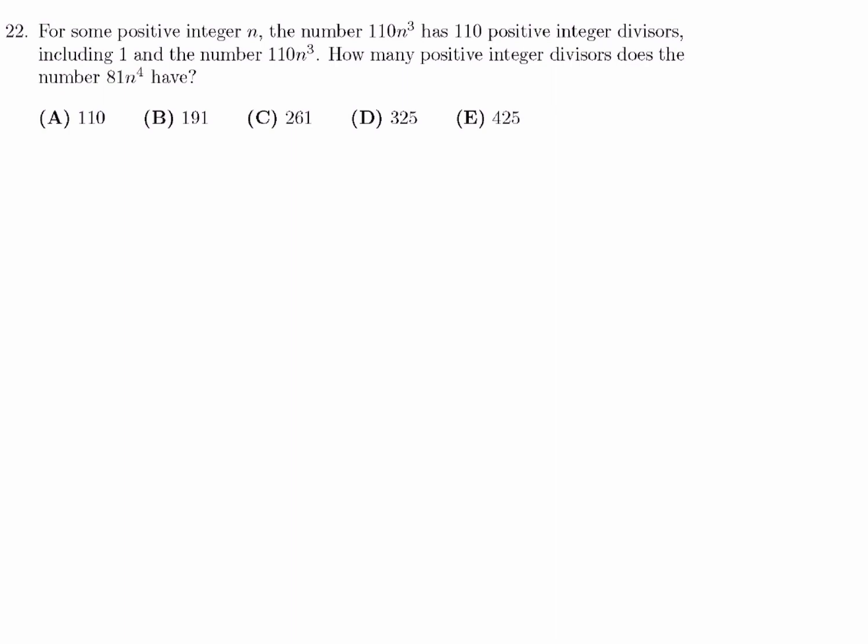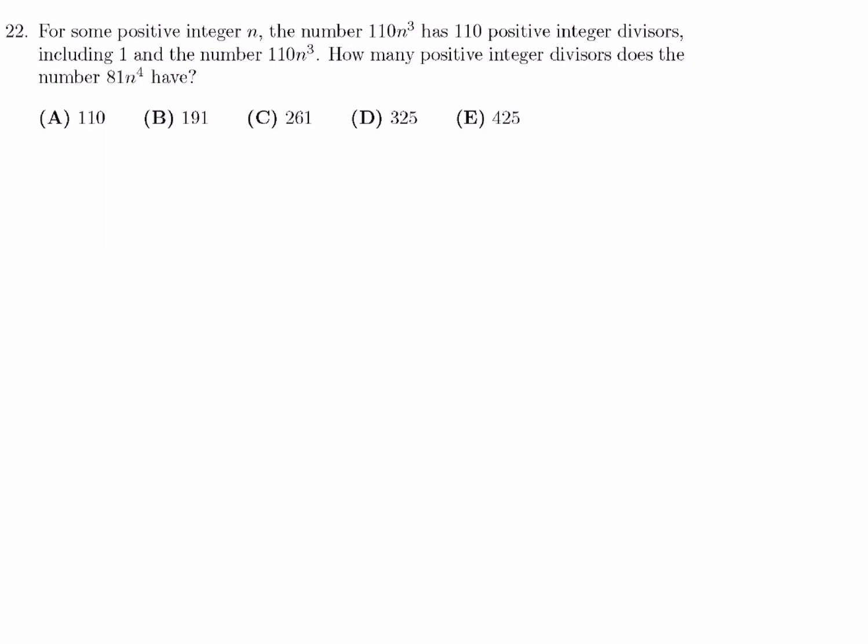For some positive integer n, the number 110 times n cubed has 110 positive integer divisors, including 1 and the number 110 times n to the power 3. How many positive integer divisors does the number 81 times n to the fourth have?